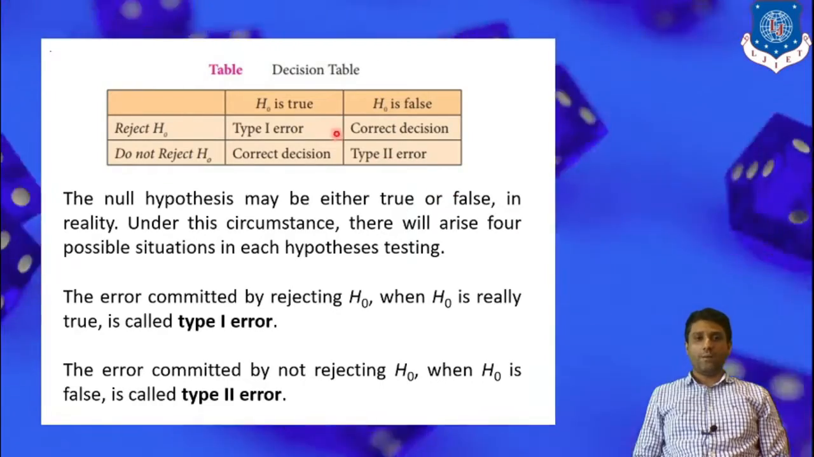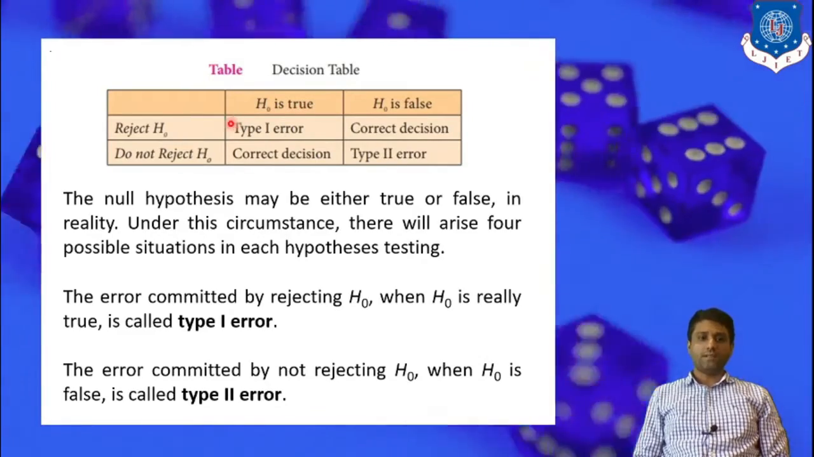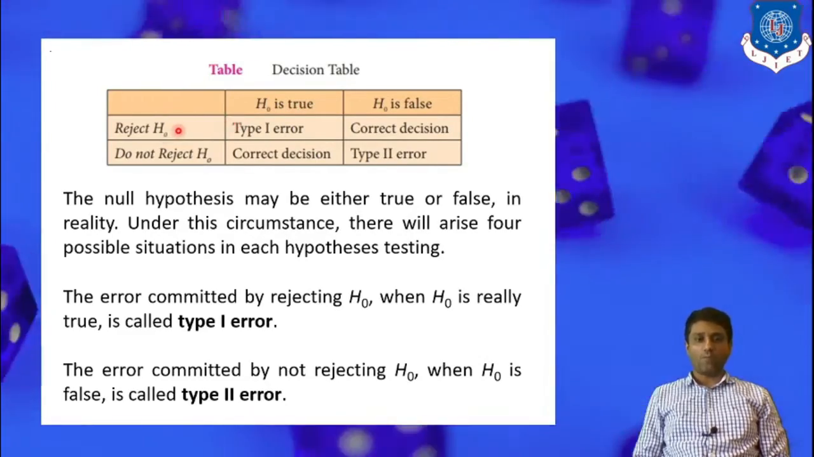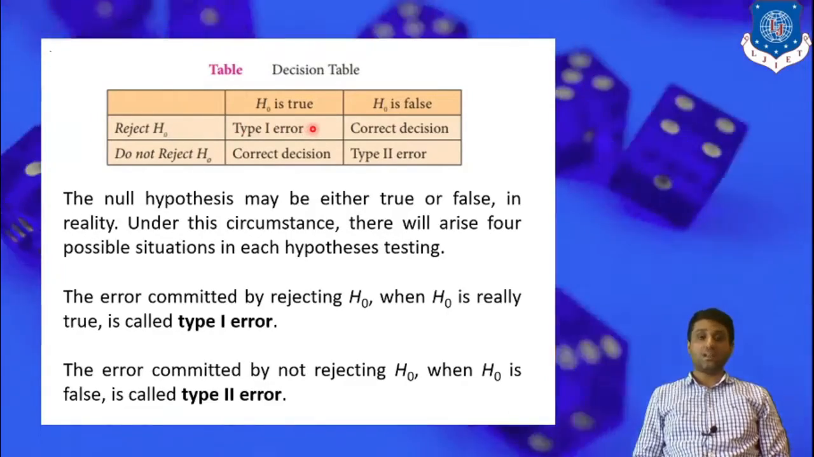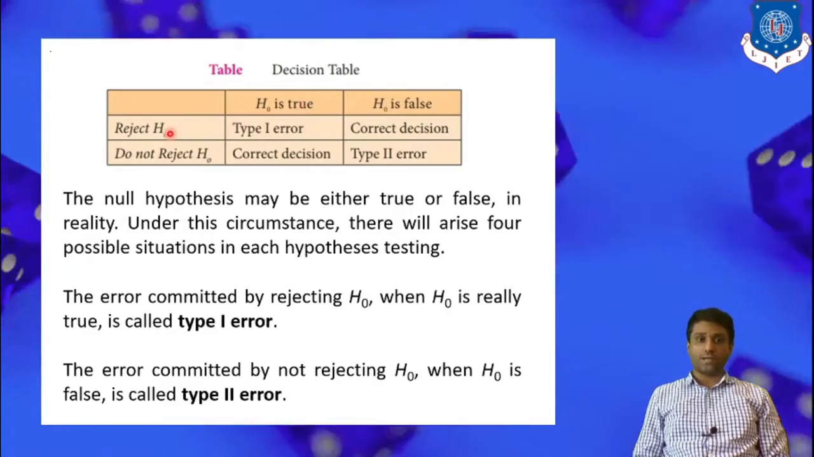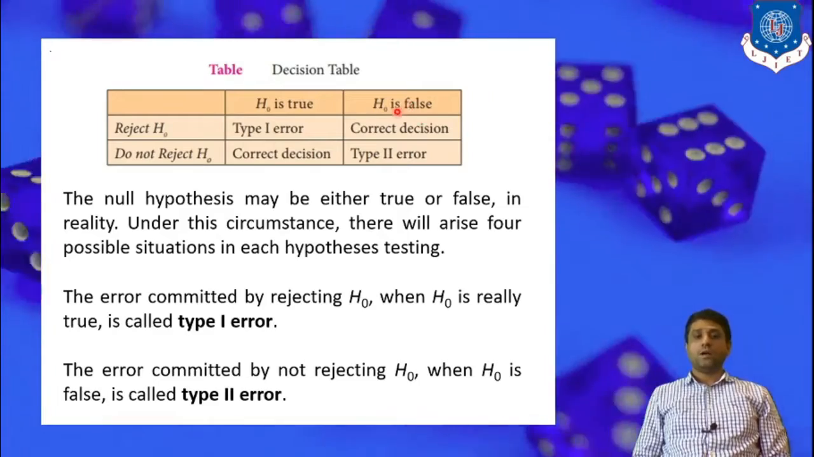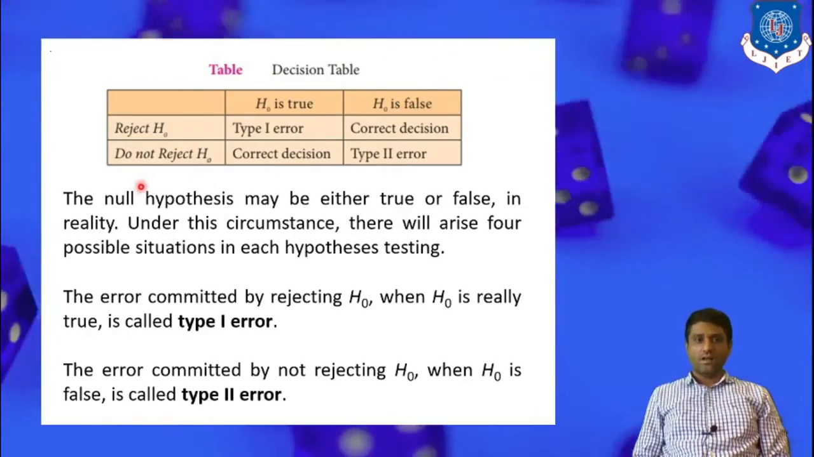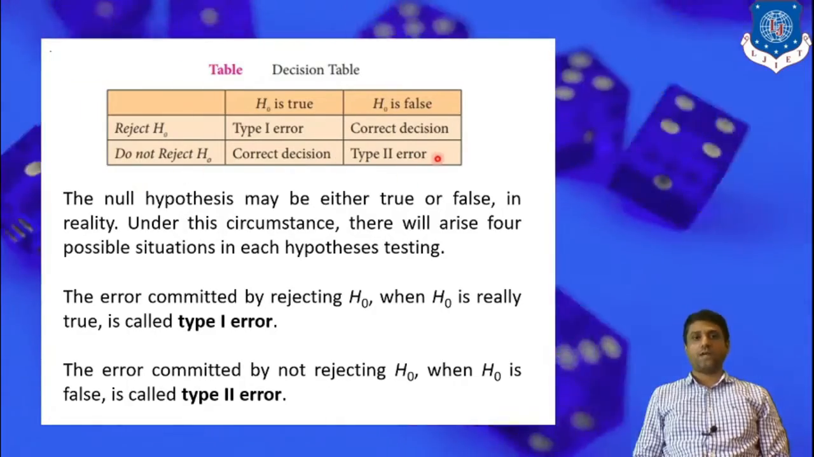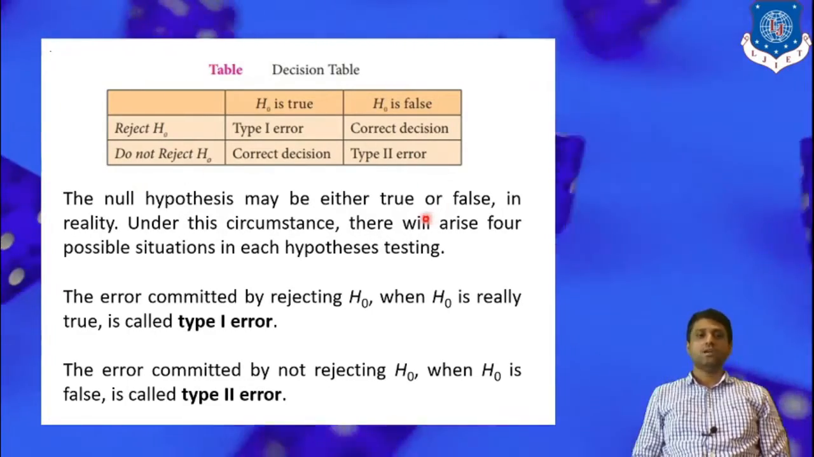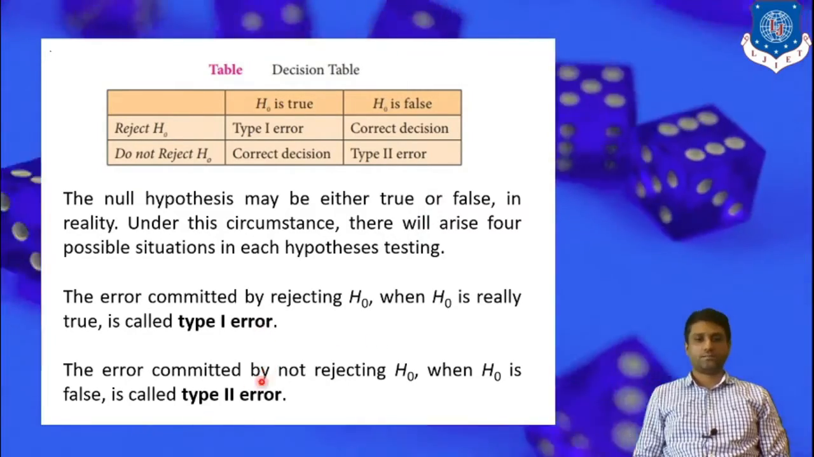So again I will repeat: when the null hypothesis is true and we reject it, that is a drawback from our side, that is the type 1 error, and it is a serious error, because it's true and we reject it. Now if the null hypothesis is false and we do not reject, that is, we accept it, still it's false, so type 2 error occurs. So basically there are two types of error, type 1 error and type 2 error.